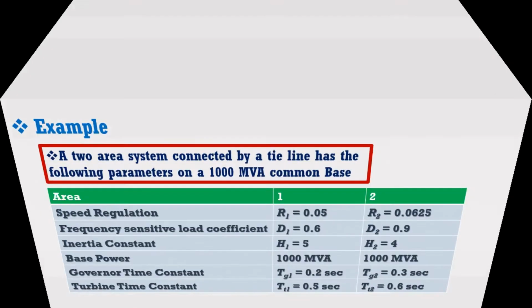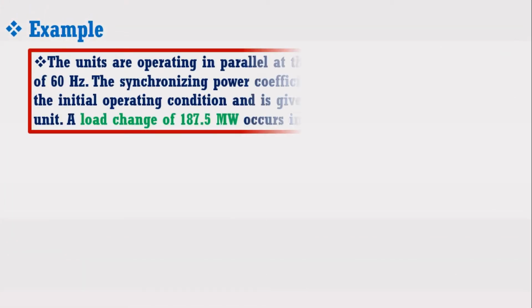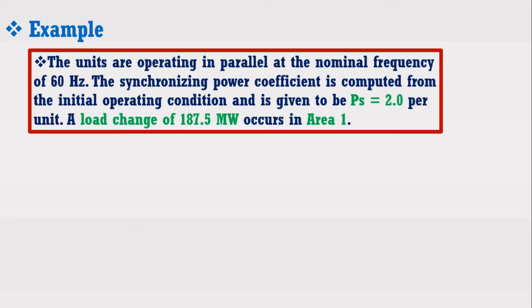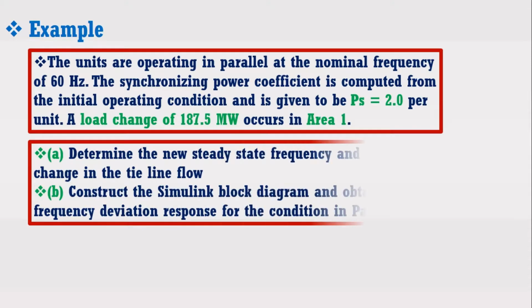Both power plants are operating in parallel at the nominal frequency of 60 Hz. All of a sudden, a load change of 187.5 MW occurs in area 1. Due to this, system frequency will vary, and the power plants have to increase their generation in order to meet the increased load demand. In this situation, we have to determine the new steady-state frequency and the change in the tie line power flow.